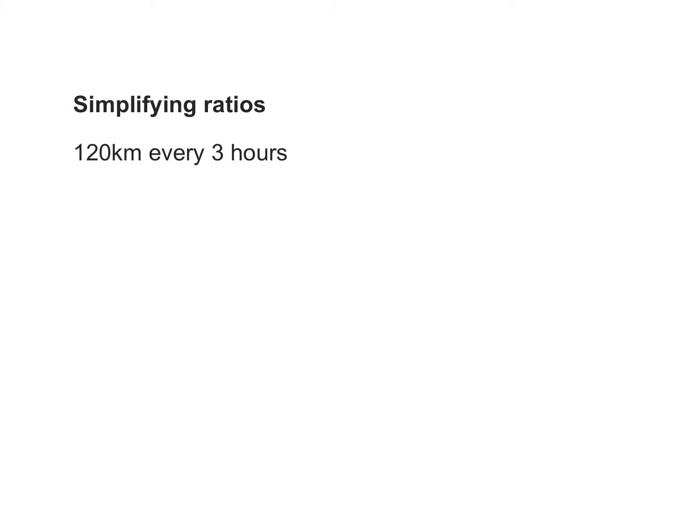We're also often asked to simplify things like 120 kilometers every 3 hours into a simple rate or ratio. So in order to do that, we need to have a look at 120 kilometers every 3 hours and turn that into a fraction. So we would say that that is 120 over 3. And my rate is going to be kilometers per hour. So kilometer per hour.